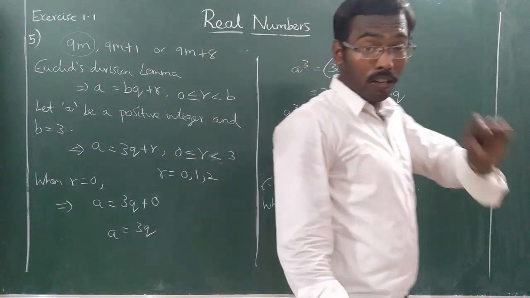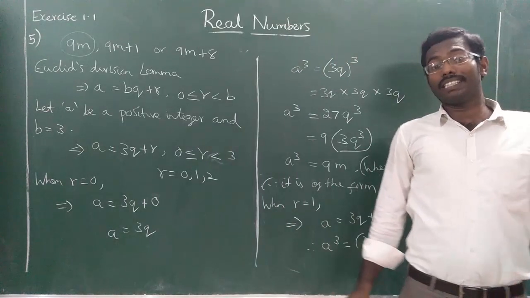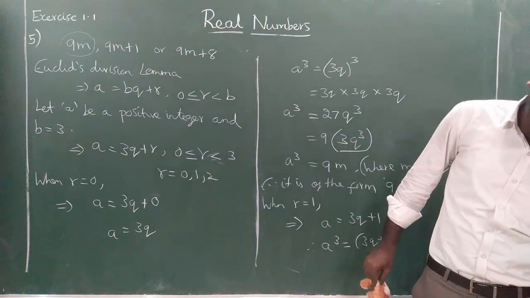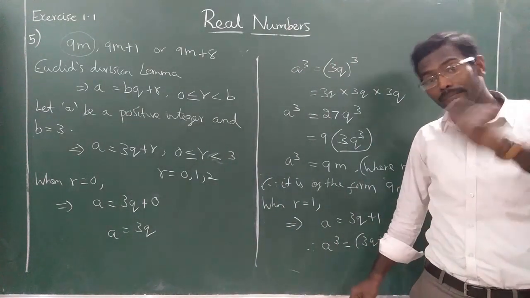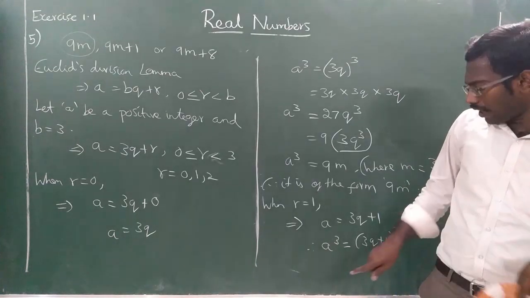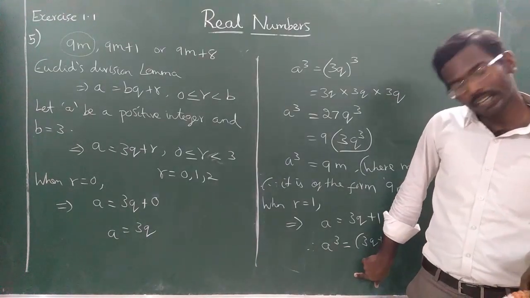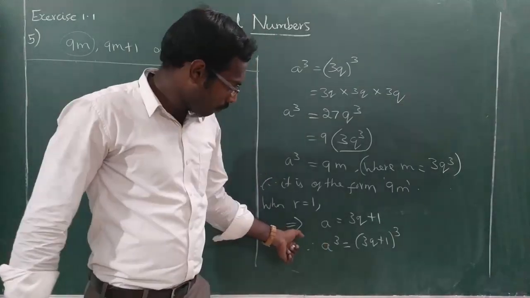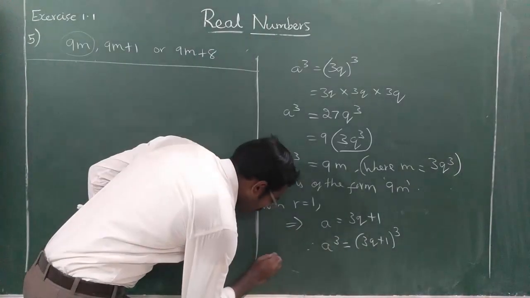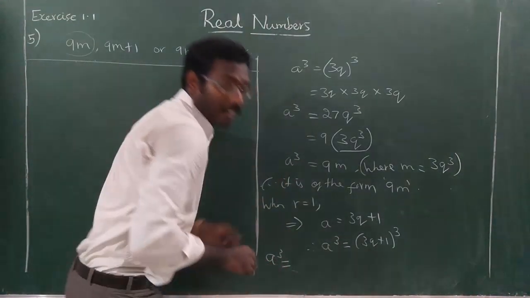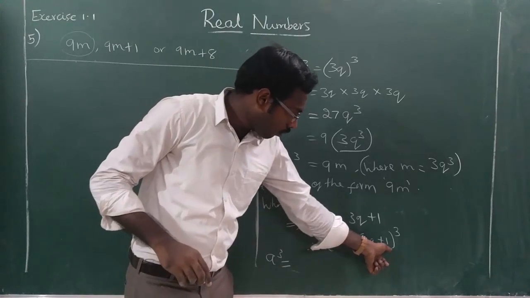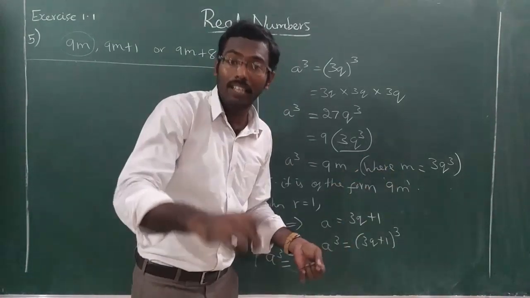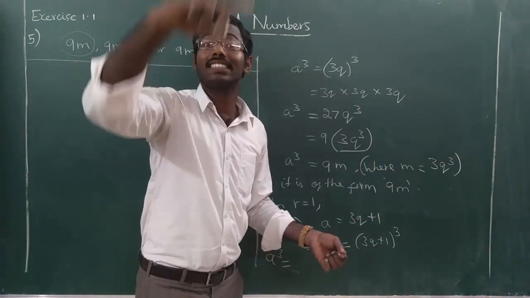(a + b) the whole cube formula is a³ + b³ + 3a²b + 3ab². Do you remember that? We are going to apply the formula. Okay? So let us apply the formula. Therefore a³ is equal to (a + b) the whole cube, and the formula is a³ + b³ + 3a²b + 3ab².